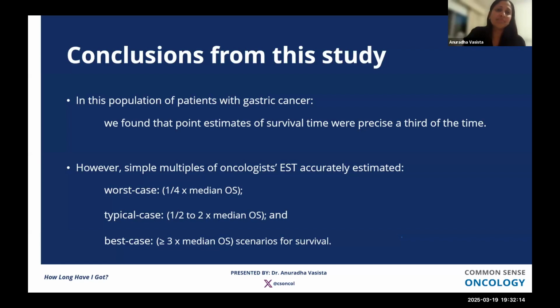So very quickly, the conclusion from this study was that point estimates were precise about 1/3 of the time. And if you use simple multiples of the oncologist's estimated survival time, we could accurately predict the 3 scenarios for survival.